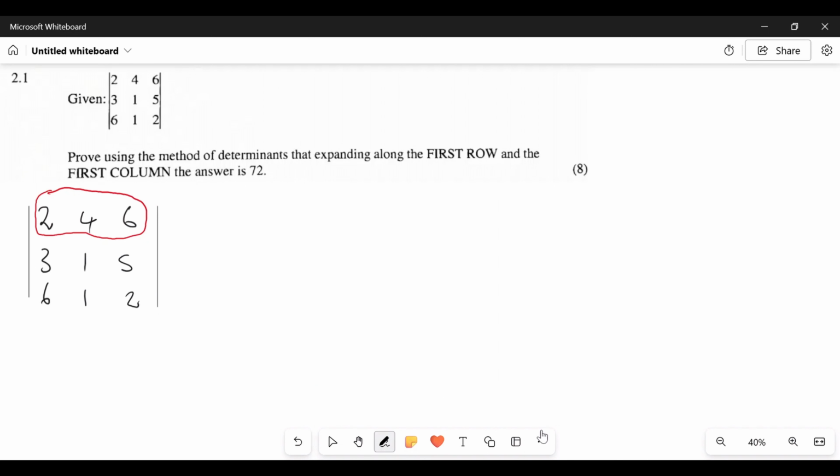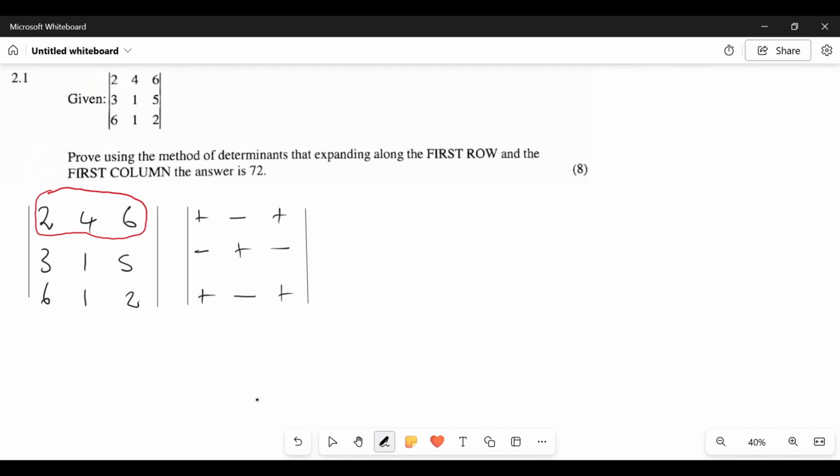This first row here, they want us to use it as our minor to calculate the determinant. Before we do that though, we need to write the cofactor signs, which are alternating. Remember, the cofactor signs, guys, are alternating. The first one is positive, then from there you alternate: negative, positive, negative, positive. So we're going to have negative, positive, negative, positive, negative, and then positive, negative, positive. I hope you know these cofactor signs.